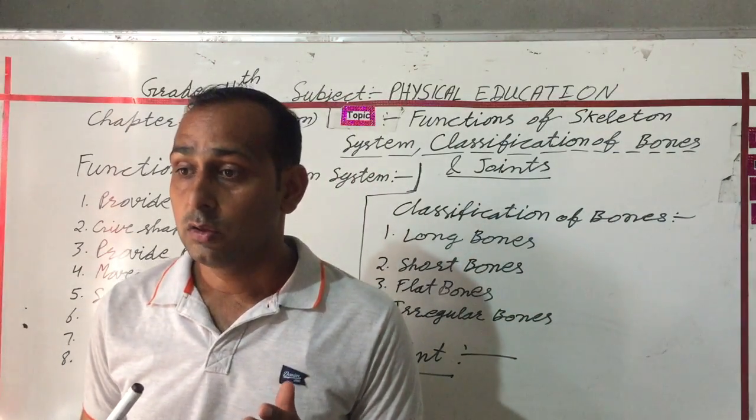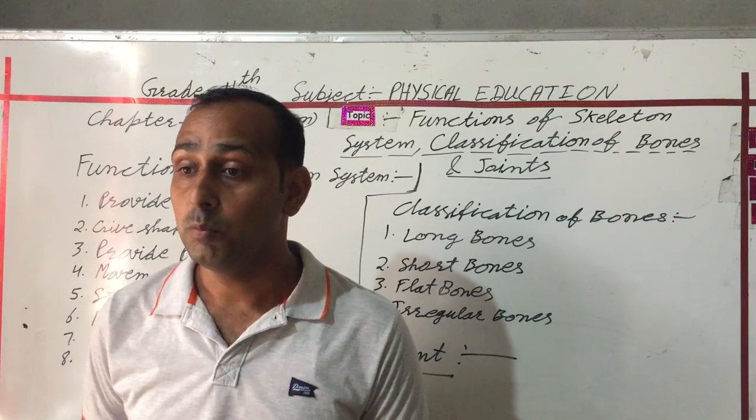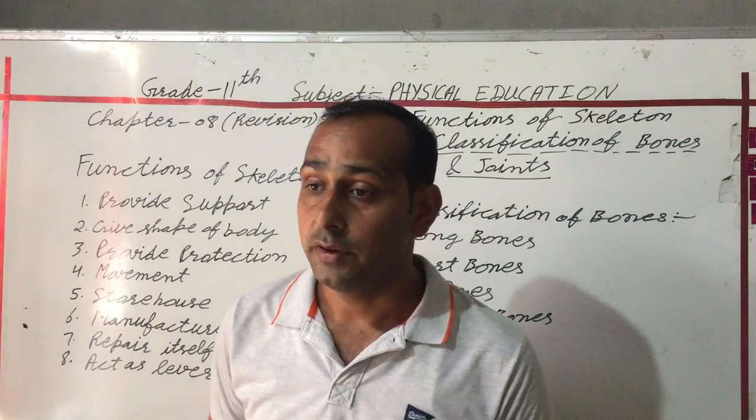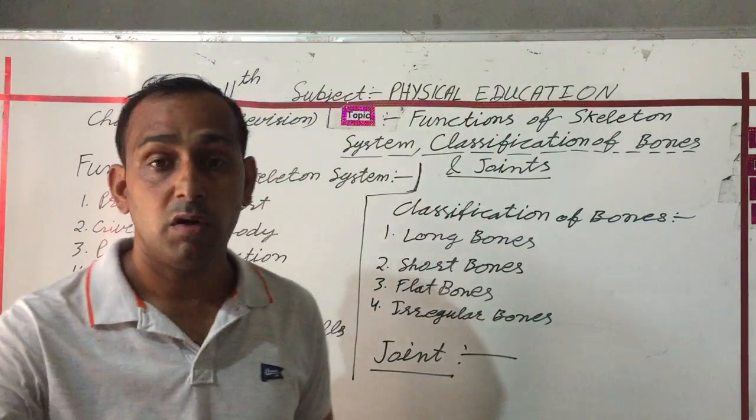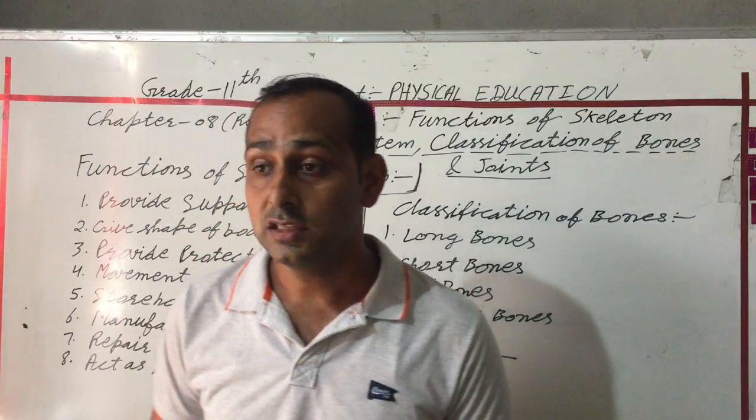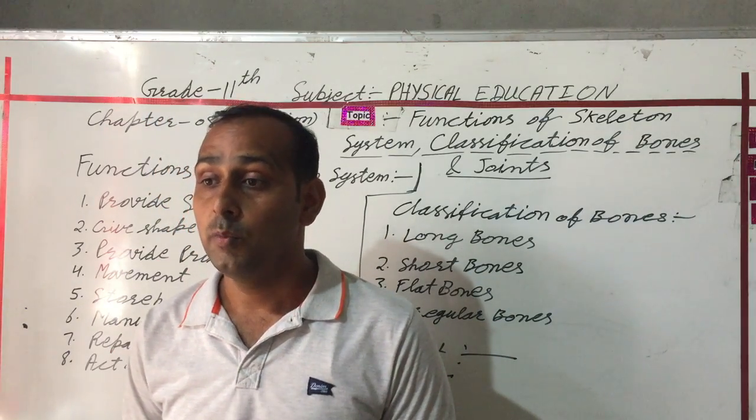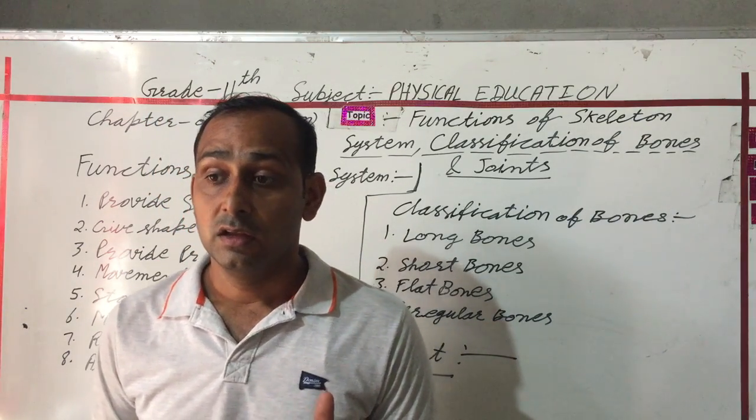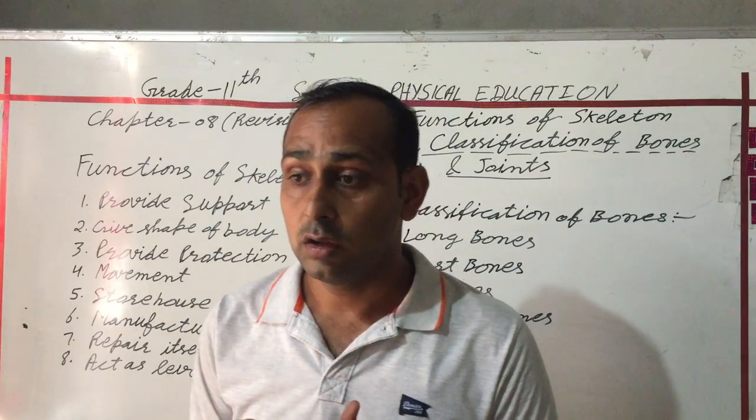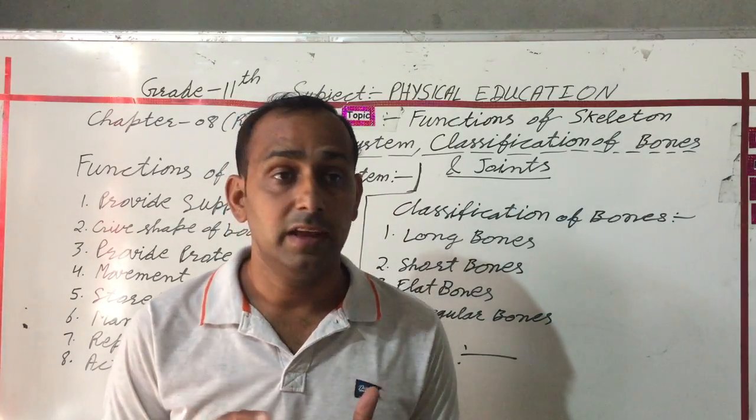connective tissues, and the freely moving joints are completely separated. The main classification of joints: joints are classified according to the capability of movement and their structural composition. So joints may be classified as follows.